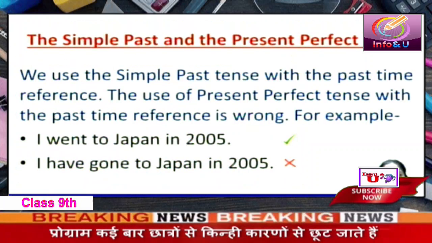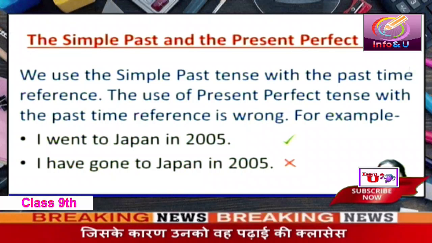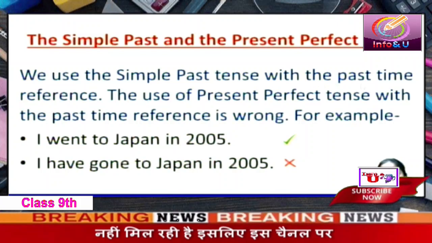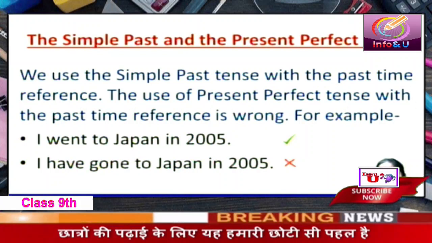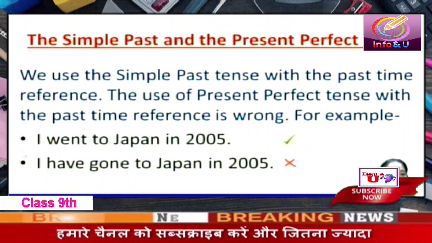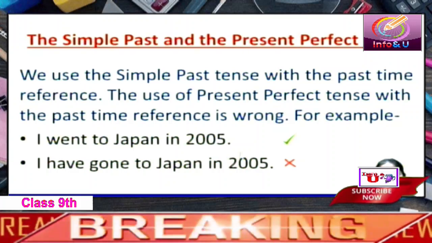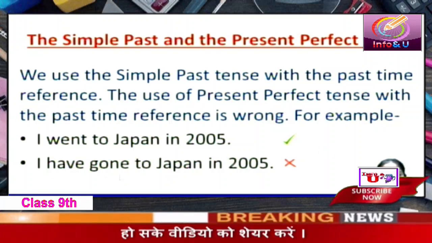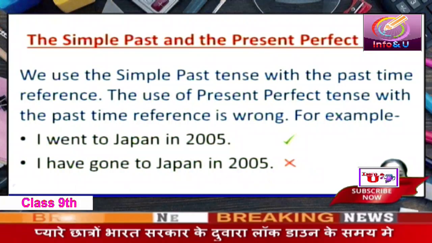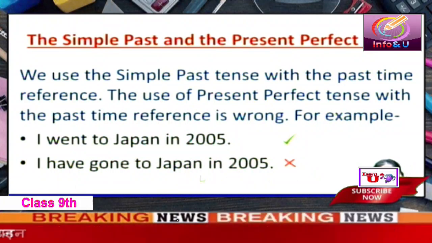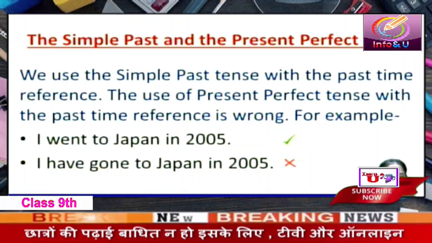Now the use of the simple past and the present perfect tense. We use the simple past tense with the past time reference. The use of present perfect tense with the past time reference is wrong. For example, I went to Japan in 2005 is correct. But I have gone to Japan in 2005 is wrong. But we can say I have gone to Japan without telling time.